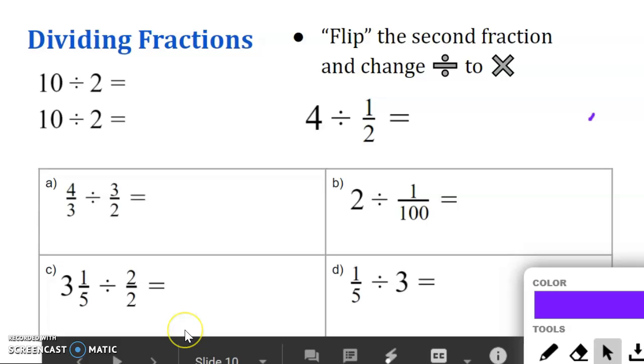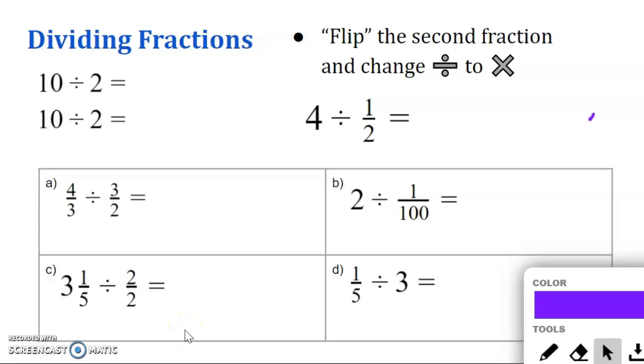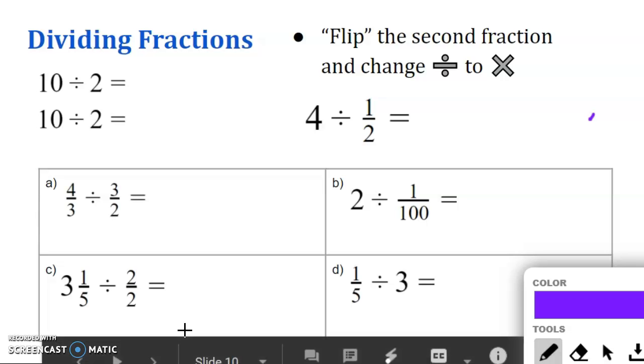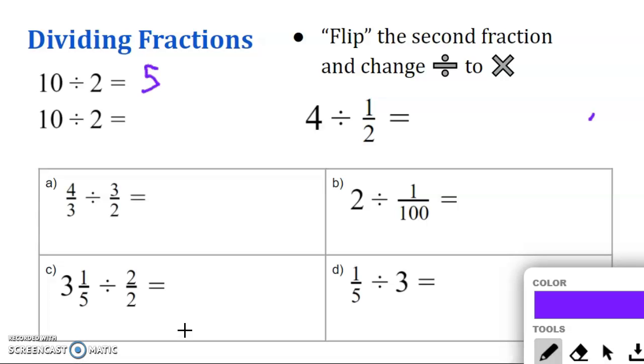Okay, how about dividing fractions? Well, when you're dividing fractions, you need to flip the second fraction and change the divide sign to multiply. So in this case, let's try something that we already know. Okay, so 10 divided by 2, I think everybody knows that that is 5 because 5 times 2 is 10. Okay, but let's keep that in mind, but let's use this method. Here it says 10 divided by 2.